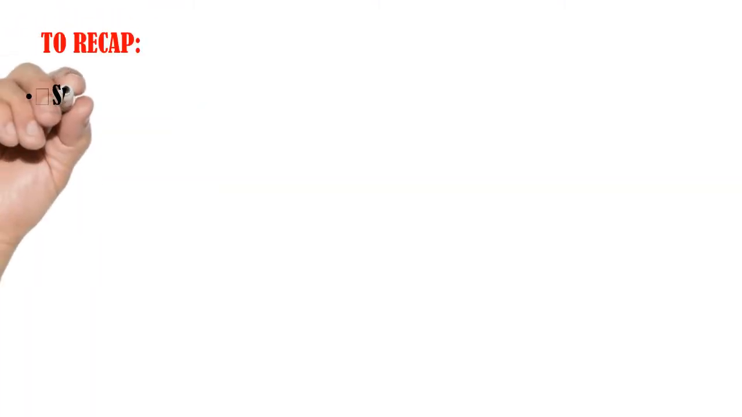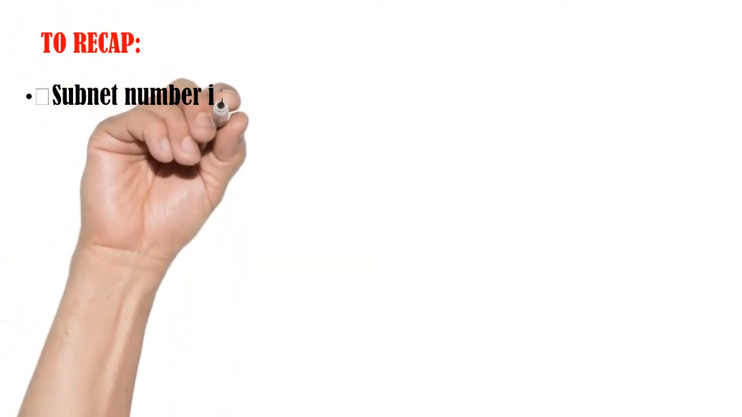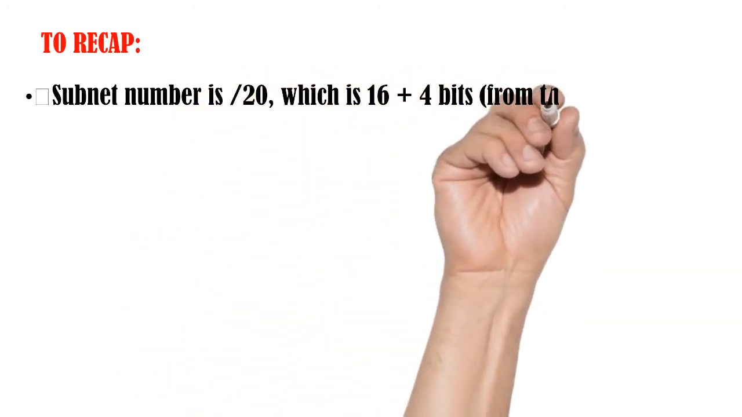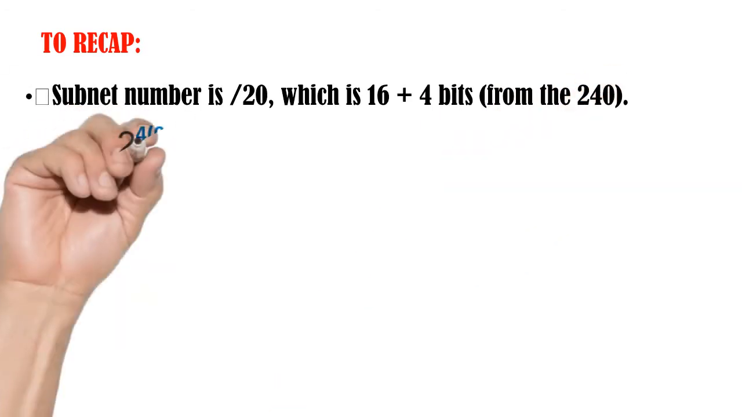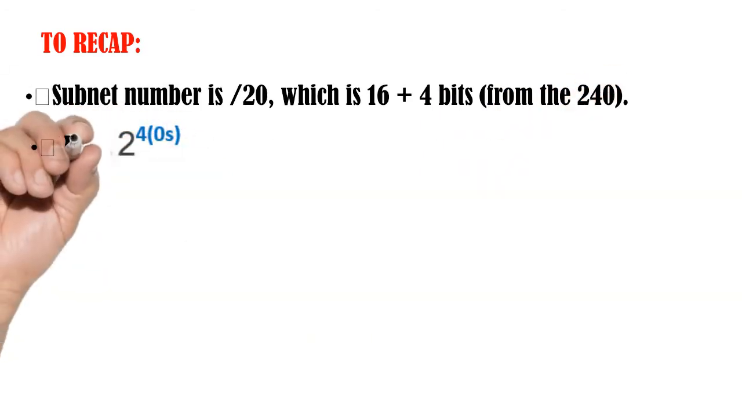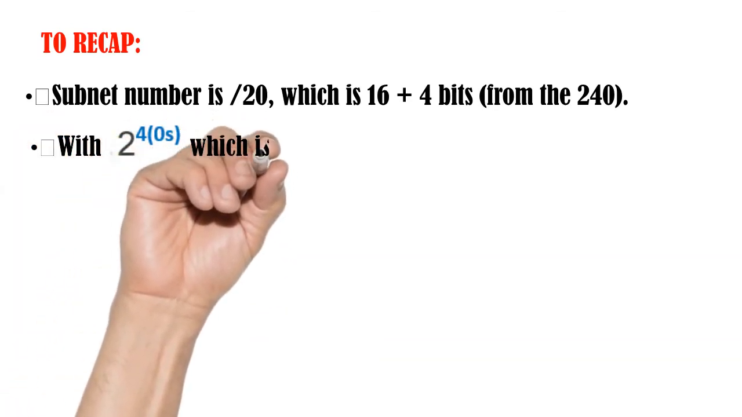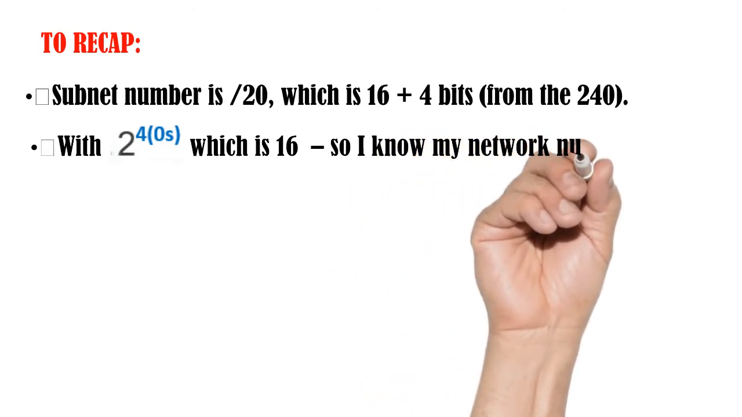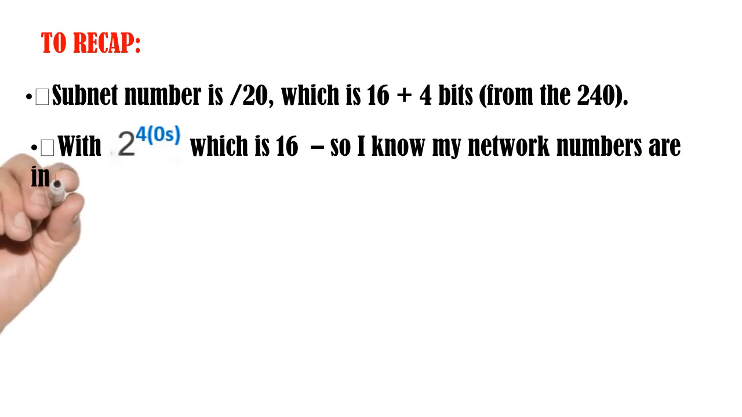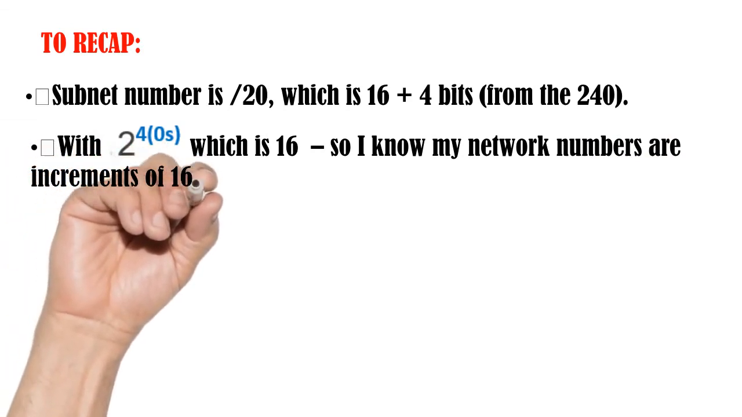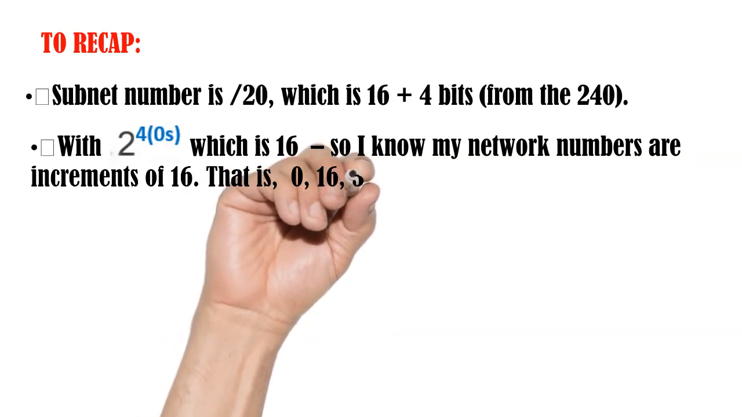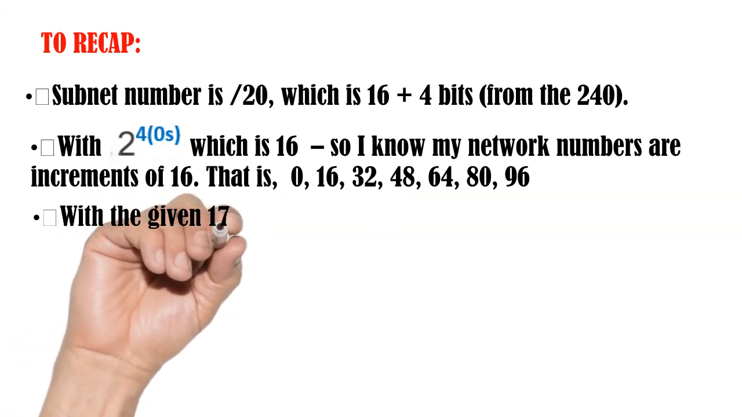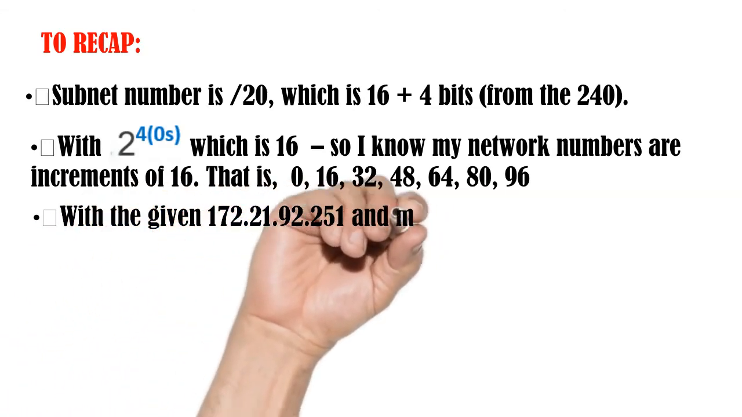So to recap, we know since the subnet mask was 255.255.240.0, that the subnet is /20, which is just 16 bits plus the 4 we borrowed from the 240 octet. Next, since /20 borrows 4 bits from the interesting octet, it leaves 4 zeros. We know the number of hosts is calculated with 2 to the power of the number of zeros, which is 16. So now I know my network numbers increment by 16. That is 0, 16, 32, 48, 64, 80, etc.